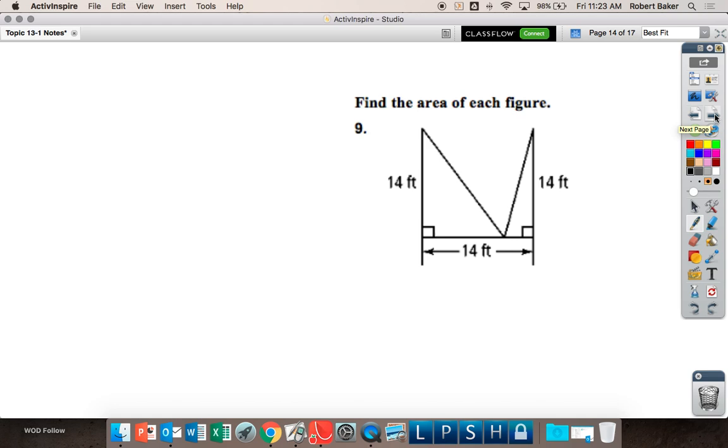Oh, never mind. I gotta fix this real quick because it's really bothering me.